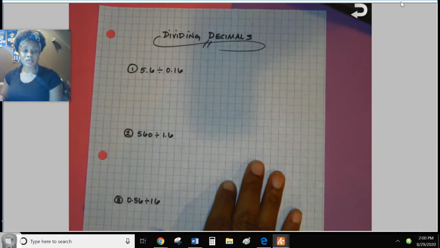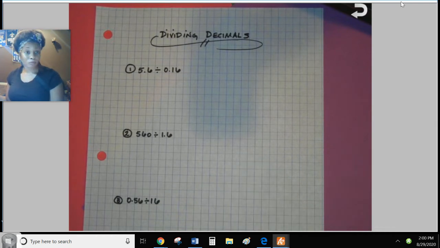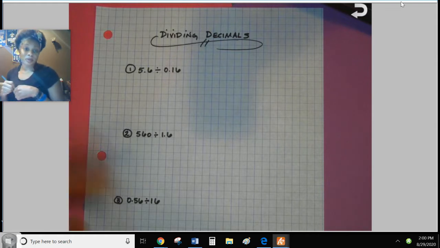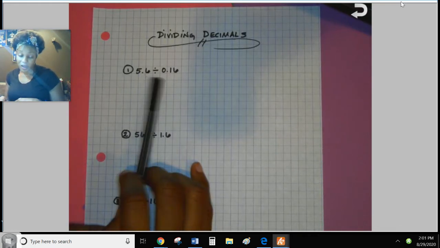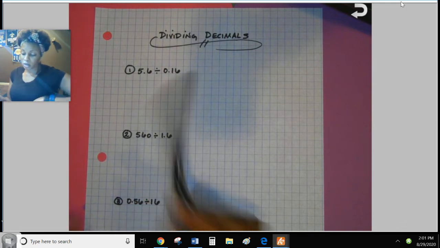So what I did was I took the opportunity to rewrite the problems from the Google slide on a piece of paper because I just need to be able to write it down and see it. So our first problem is 5 and 6/10 divided by 16 hundredths.